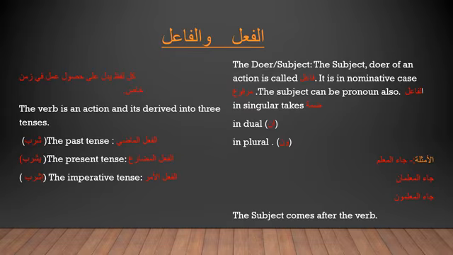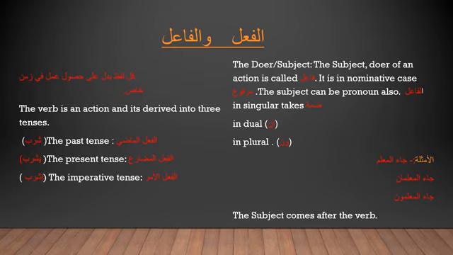And fa'il, the doer, the subject. The subject, the doer of an action, is called fa'il. It is in the nominative case, marfu'. Nominative case means the end of the fa'il will always be damma. Example: mu'allimu, mu. That is marfu', nominative case. Muhandisu, su. That is marfu'. And the subject can be a pronoun also.